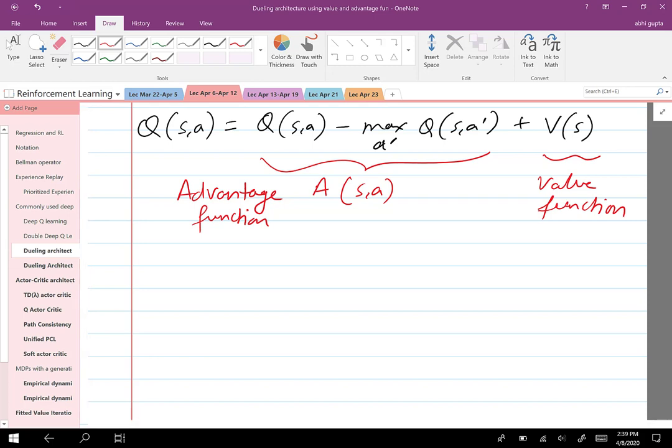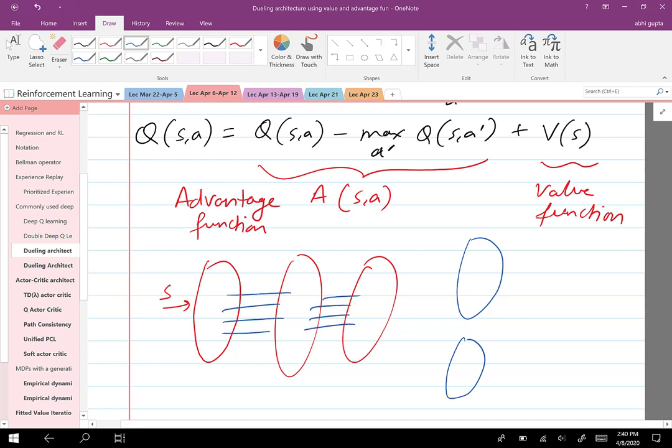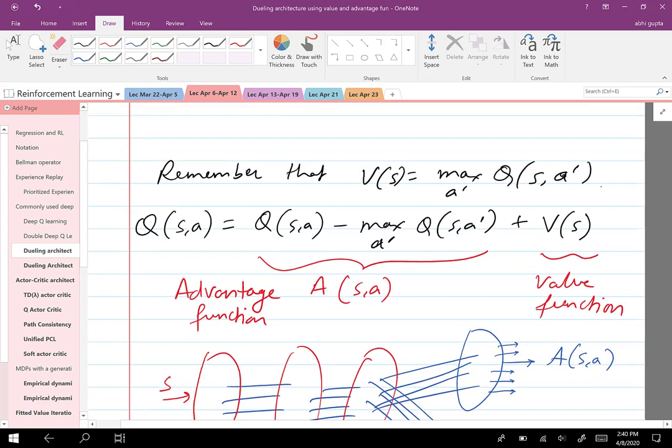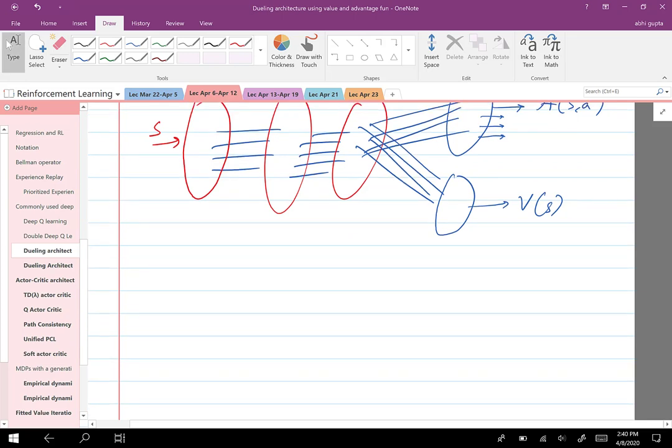So the idea here now is that you have your input layer, which is the states, and then you go through a bunch of hidden layers, and then you branch out, you have two layers, okay, and then this gives you your A of S, A, and this gives you V of S. Okay, so this will be outputting a scalar value, and this will be outputting the advantage function. And so the number of outputs will be equal to the number of actions you have. So this is the idea of what is known as dueling architecture using value and advantage function. Okay.